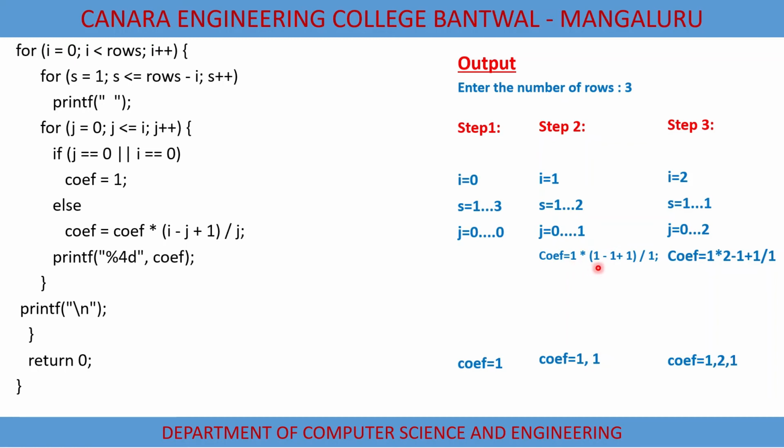So 1 into, that is I minus 1. So I is 1 in this case. So 1 minus 1 plus 1 and divided by 1. So when we calculate, we will get 1 as a result. So again it will print the coefficient value as 1, and the loop will break now because J becomes 2, so it can go up to 1 because I value is 1. Again it prints the new line, that is it enters a line, and it goes back to the outer loop once again.